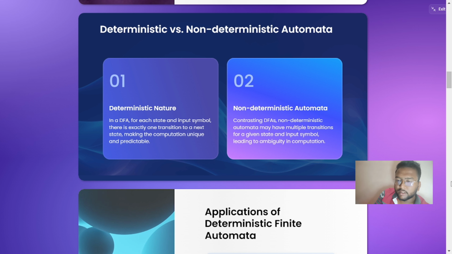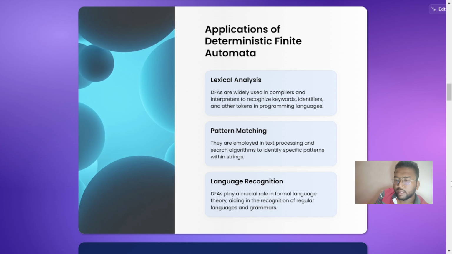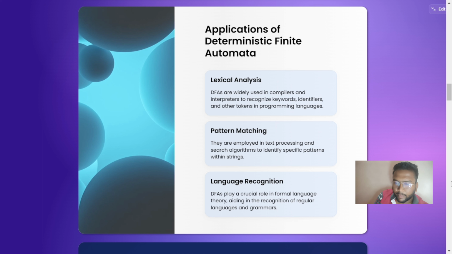So pattern matching is employed in text processing and pattern searching algorithms to identify specific patterns within a string. In a text, there are algorithms which have been used to identify the same patterns. Like search indexing, Google indexes websites, right? So there it uses pattern matching. And then language recognition.